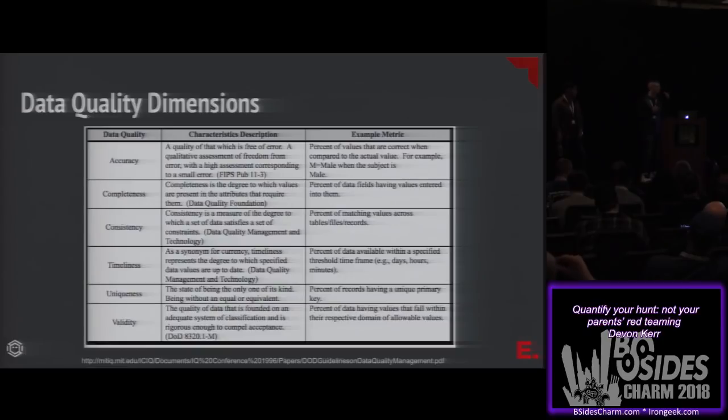Now, to give you a standard for data quality, the Department of Defense has this wonderful table that gives you the 6 properties for assessing data quality. Two things I like about this: I agree with all the quality descriptors. All the attributes described here make sense from a hunt perspective. The other thing I like is the example metrics are all provided in percentages.